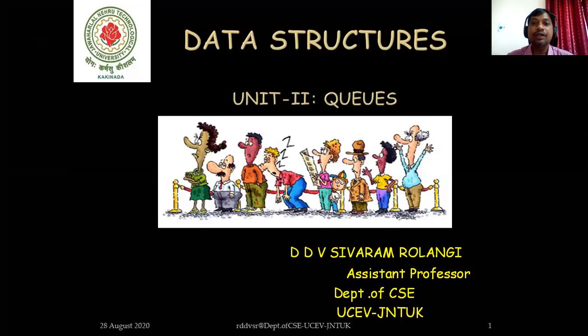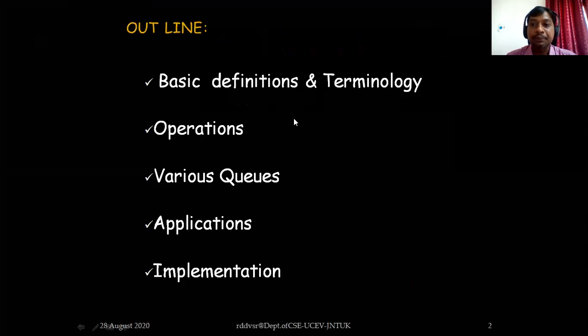Okay. So the next data structure that we are going to talk about is the queue data structure, generally we call it QADT. In this lecture, we are going to learn the basic terminology and the basic definitions of this data structure, then the operations that we can perform on queues, the different types of queues that we have, and their applications and their implementation. This is the presentation outline.